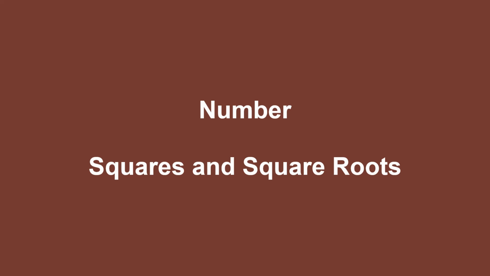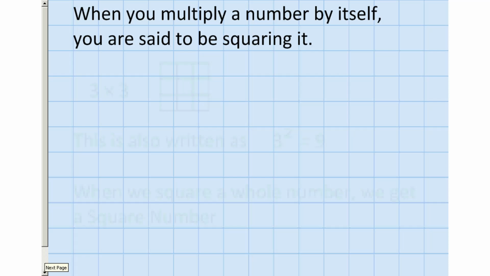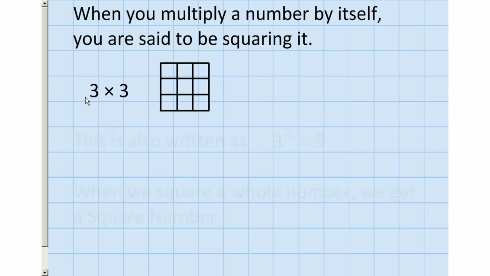Squares and square roots. Now when you multiply a number by itself, you're said to be squaring it. So for example, 3 multiplied by 3, where you say it's squaring it, it's because you end up with a 3 by 3 square. This is also written as 3 with a little 2 above it. That's the mathematical symbol for squaring it. And you can see from the square there's 9 little squares. 3 times 3 is 9.